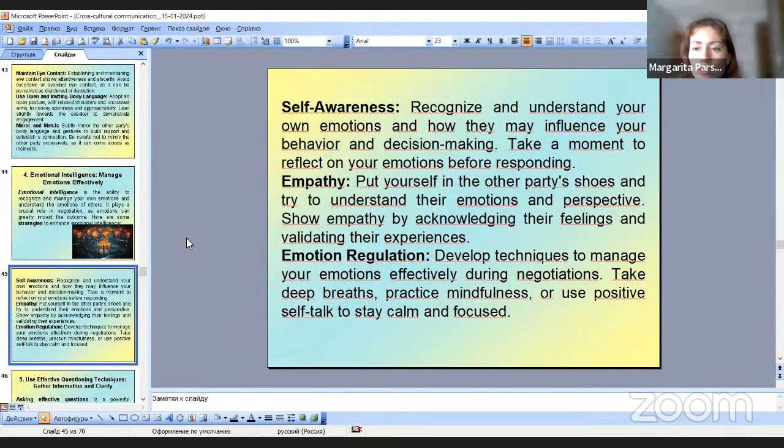Take awareness that includes the emotional state of the words you're giving and perceiving. Empathy: put yourself in the other party's shoes, of course. We just talked about that: try to understand every aspect, the emotional state and thoughts of the other person. Emotional regulation: develop techniques to manage your emotions effectively during negotiation. When you're in a not very good emotional state, you can take deep breaths, practice mindfulness, and use positive self-talk to stay calm and focused.